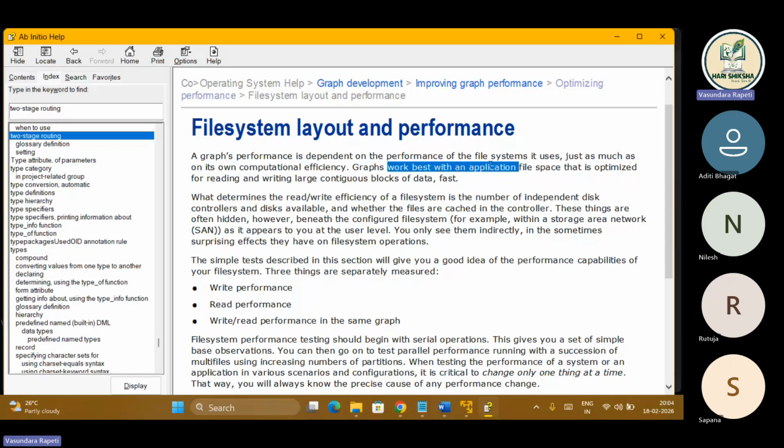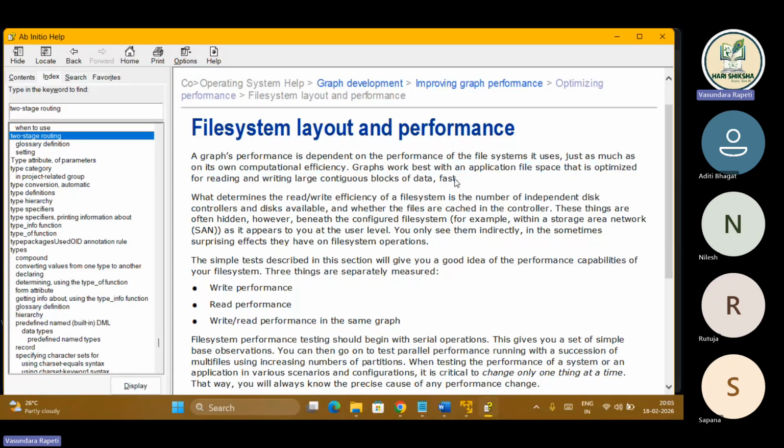Graphs work best with an application file space that is optimized for reading and writing large contiguous blocks of data fast. Reading and writing operations are not using any CPU generally. They are just accessing, either reading from an existing location like CSV, DAT, or connecting to some database and fetching the data, or using some API and reading the data from there. That is not using CPU, that is not computational work, but the operating system threading and all that is involved here, multithreading and all.